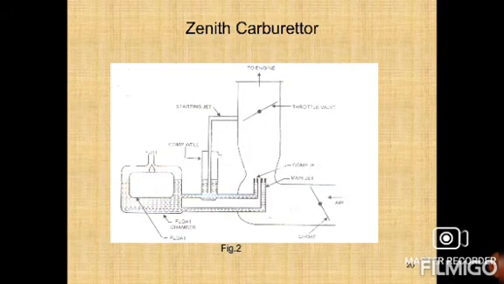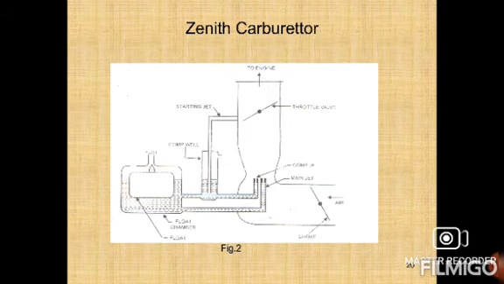So while supplying fuel to the engine cylinder, this is the zenith carburetor.